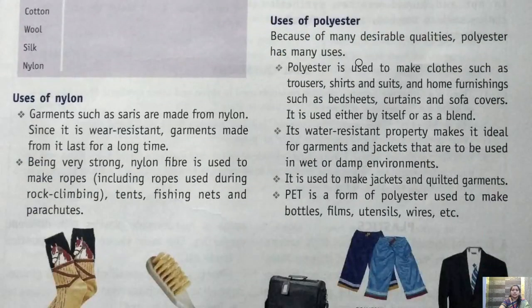Children, here the uses of polyester is very important. So, you should learn the uses of polyester. Basically, polyesters are used in making cloth such as trousers, shirts, suits and some home furnishing like curtains, bed sheets and sofa cover. All these things are made from a polyester material. It is not pure cotton or pure wool. Okay. It is used either by itself or as a blend. Blend means mixed with. Okay.